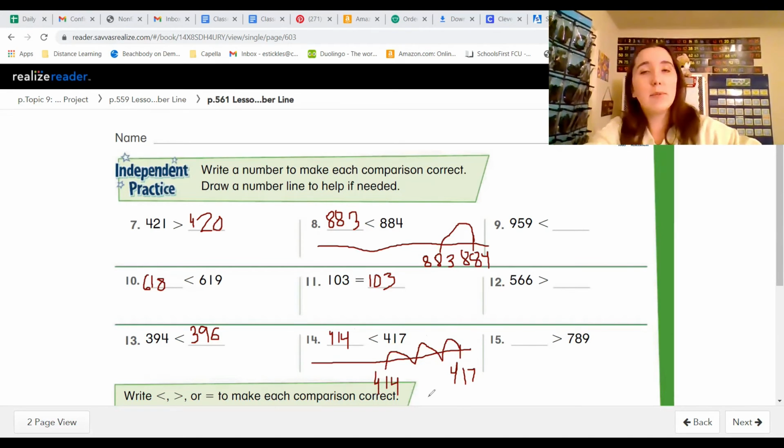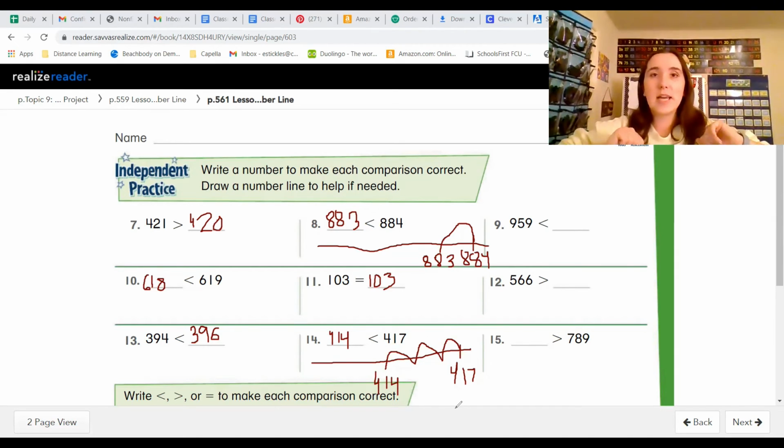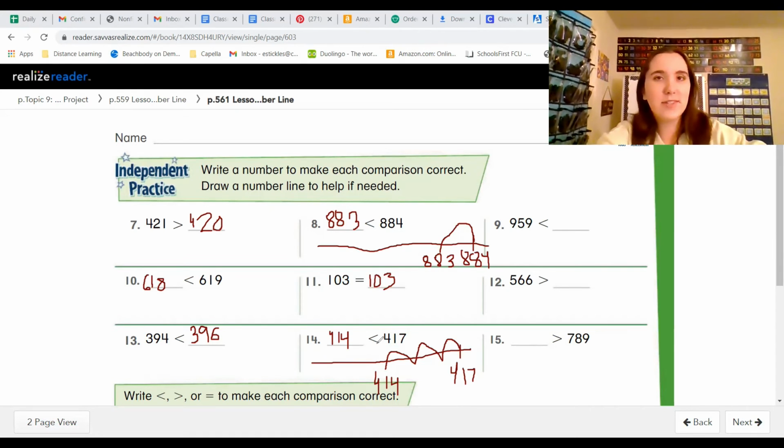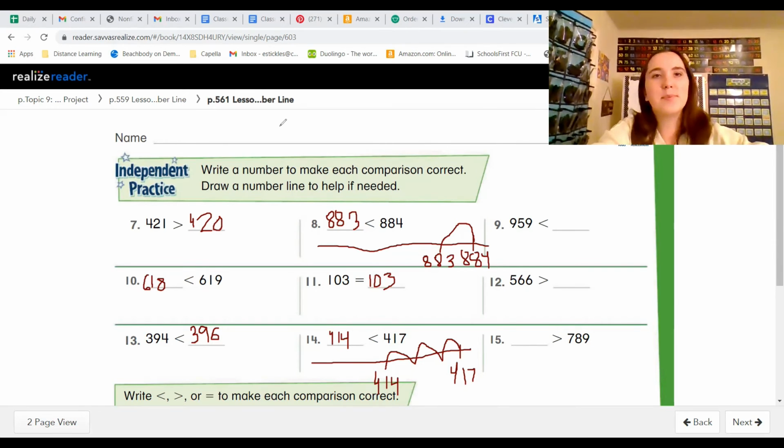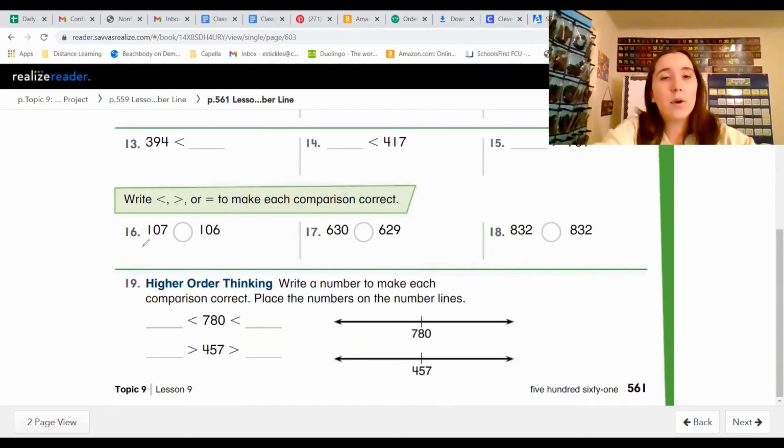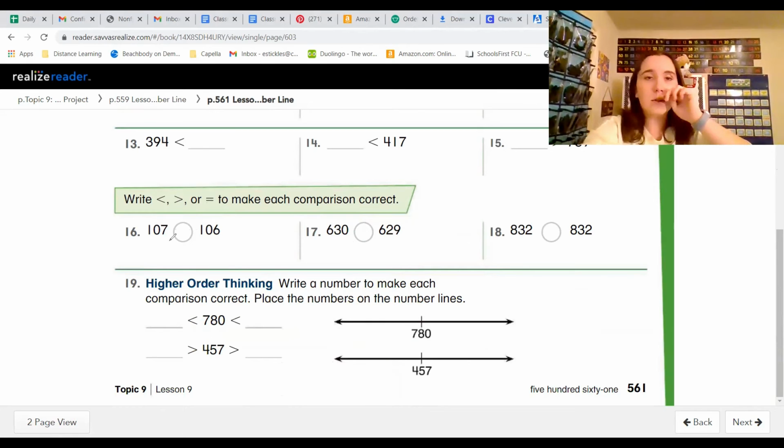Okay, so you can pick any number as long as it falls on the right side of the number. So my comparison now says 414 is less than 417. Let's go down and do number 16 together. For number 16, we're going to be putting in the greater than, less than, or equal to symbol to make the comparison true. So we have the numbers 107 and 106.